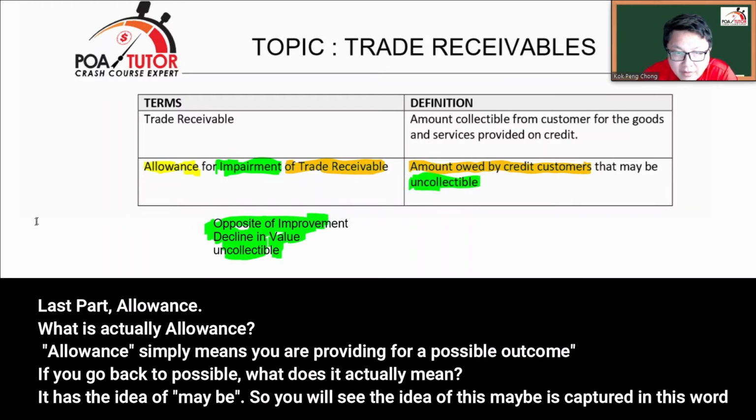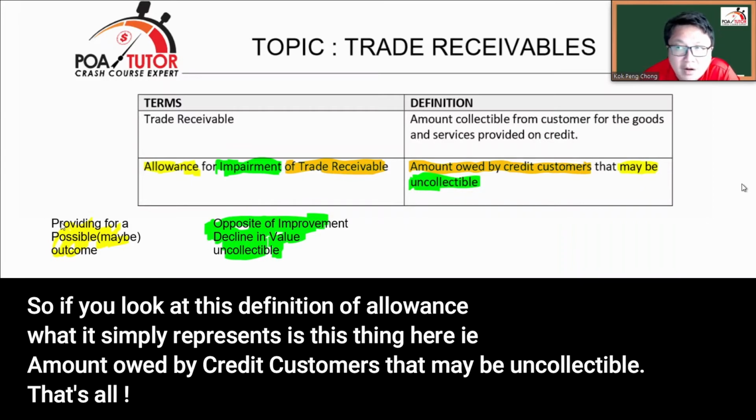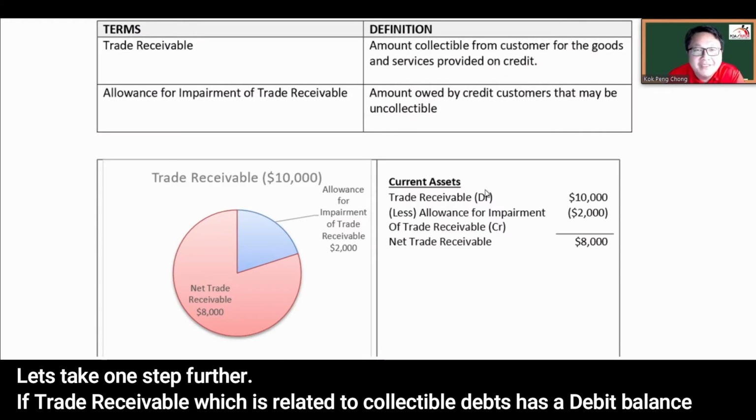So the last part, allowance. What is actually allowance? Allowance simply means we are providing for a possible outcome. So if you go back to possible, what does it mean? It's the idea of maybe. So you will see that the idea of this maybe is captured in this word. So if you look at this definition of allowance, what it simply represents is the amount owed by credit customer that may be uncollectible. That's all.